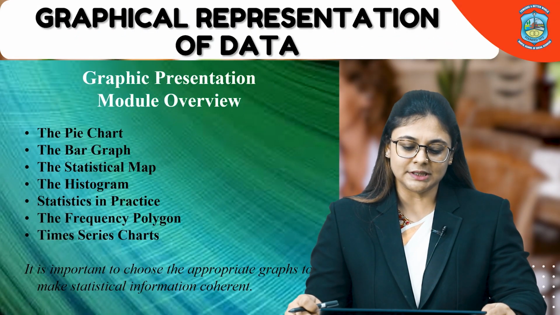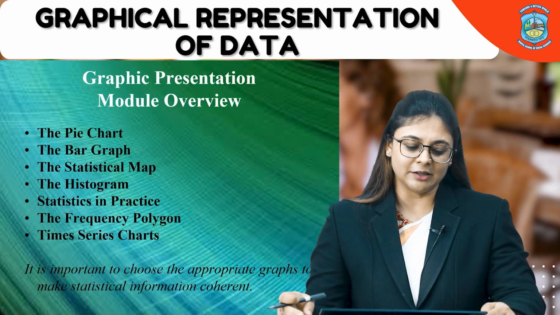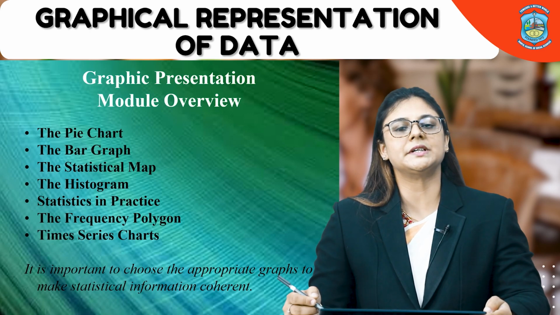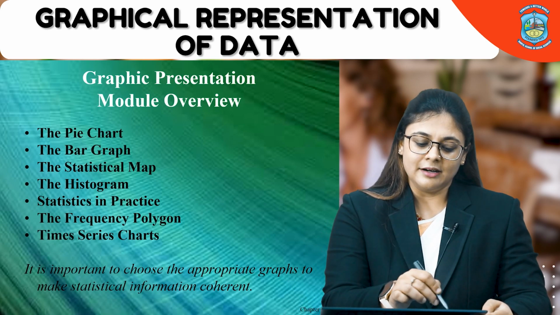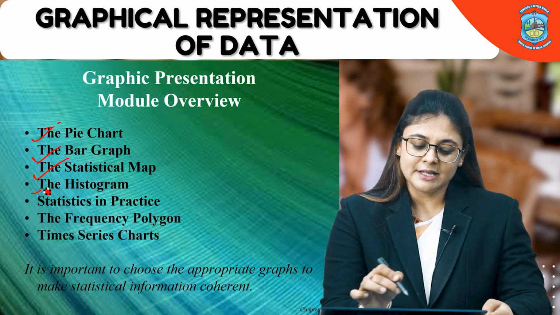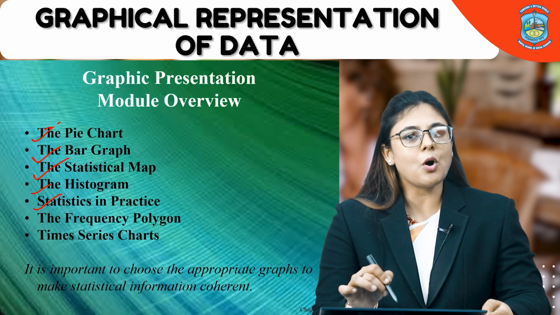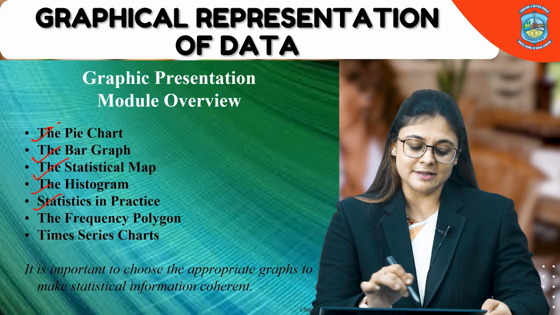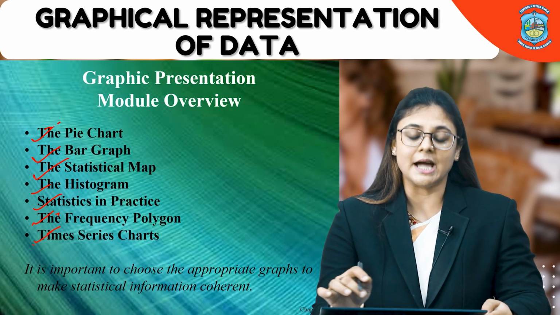We're going to discuss what graphical representation is and what its purpose is. Then we'll talk about certain basic types of graphical representation, that is, the different types of charts and diagrams that we use for graphical representation of data. They are the pie chart, bar graphs, the statistical maps, the histogram, and statistics in practice. Here we are going to see the most common methods in which you can use graphs in order to bring statistics in practice. Then we'll go on to explain the frequency polygon, and lastly we'll discuss the time series charts.